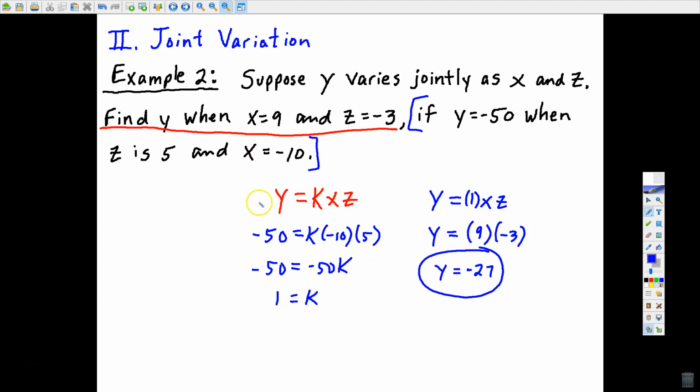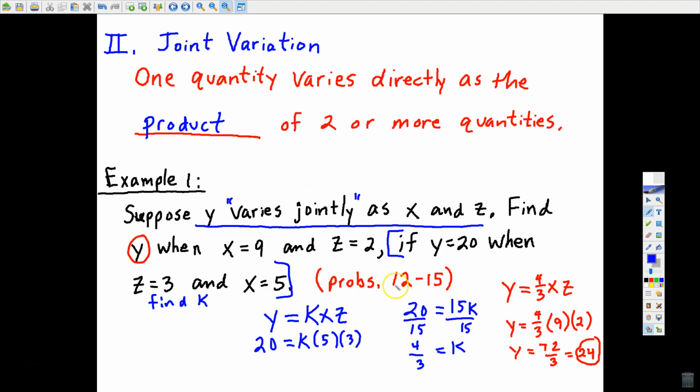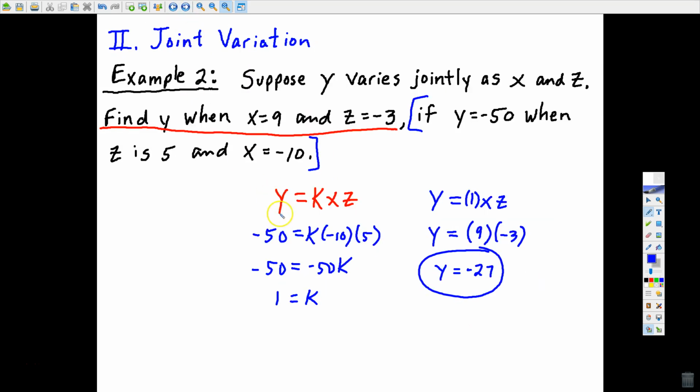Alright, so I hope that's enough to help you. You're going to be again doing this same type of thing on problems 12 through 15. So hopefully it helps. It's crucial that you find out what k is first, and then from there it should be pretty straightforward.